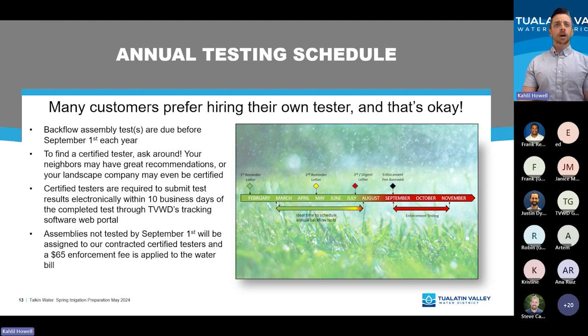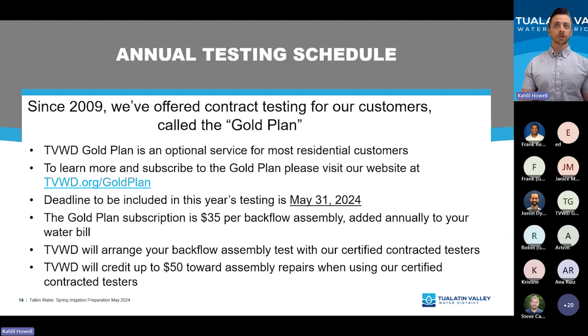Now, for those customers who do not meet that September 1st due date, they are assigned to what's called enforcement testing. I know enforcement can sound a little bit intimidating, but basically, we apply a $65 charge to the customer's water bill, and we send out a contracted tester to complete that testing on your behalf to bring that test into compliance and confirm its functionality. Now, that $65 enforcement charge is not to be mistaken with the Gold Plan. This is the optional service which we're going to discuss right now.